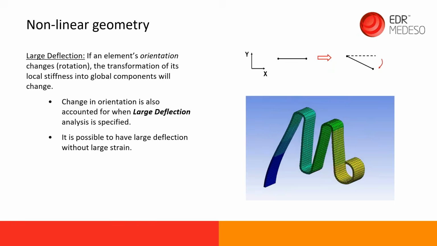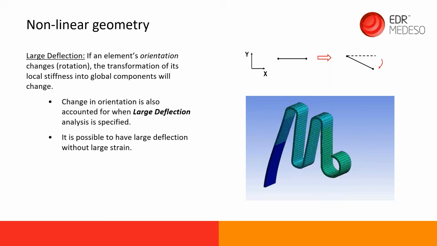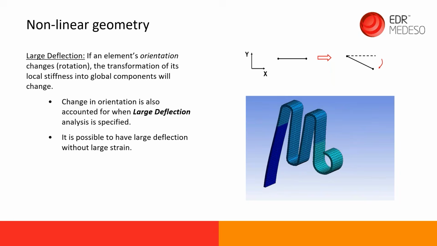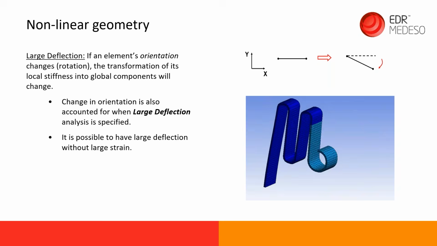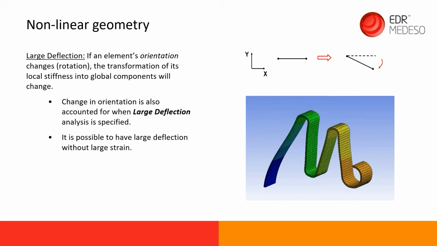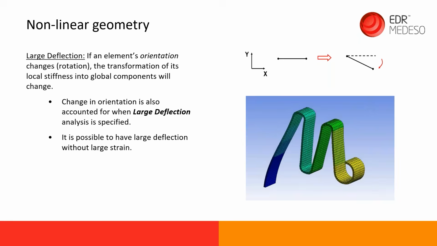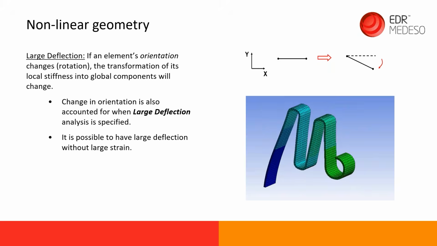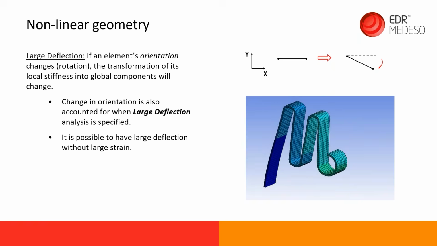Large deflection is the most common type of nonlinearity introduced by having nonlinear geometry. It's where the element's orientation changes as the structure changes. So its local stiffness and global stiffness depend on the actual deformation at that point in time.